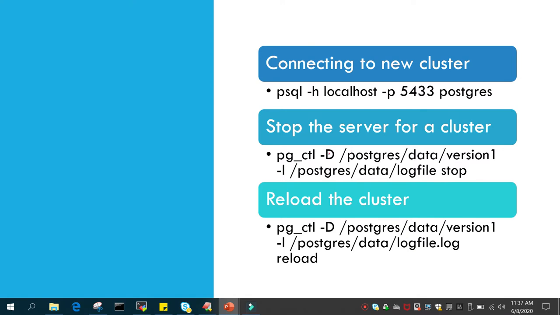Once your new instance is up, you can connect to it using psql -h localhost, the new port, and the superuser, which is postgres. If you have to stop it, you just say pg_ctl -D, the location of the data directory, and if you have to give the log file name, you give it, then stop. If you have made some changes and have to reload, just say pg_ctl -D, the location of the new directory, and reload. So it's very simple: pg_ctl with the location of the new directory, and either start, stop, or reload.